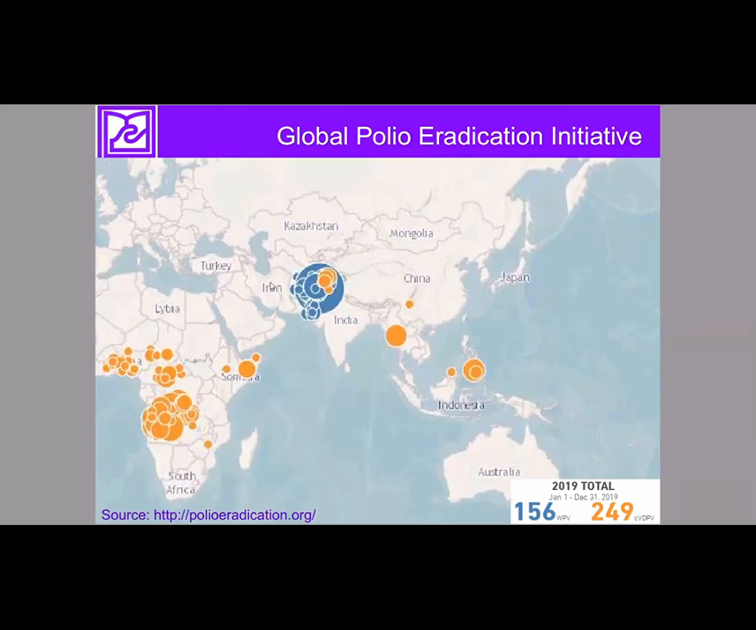These are the cases of poliomyelitis last year. So as you can see, there are not many cases. This is 1 year. In 1 year, we have 400 cases. In 1 year, this is nothing, okay? So we are going to eliminate poliomyelitis in the next few years, but not yet, okay?